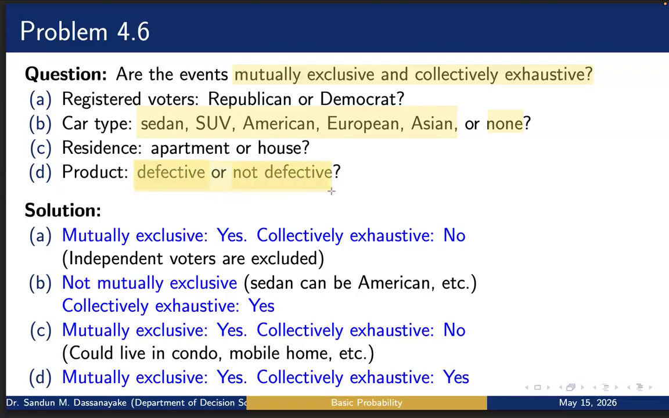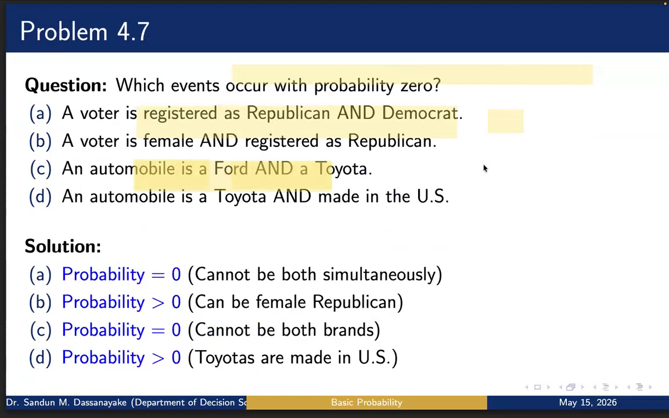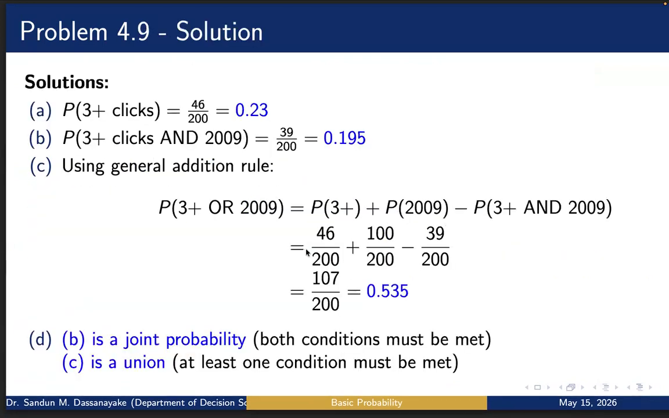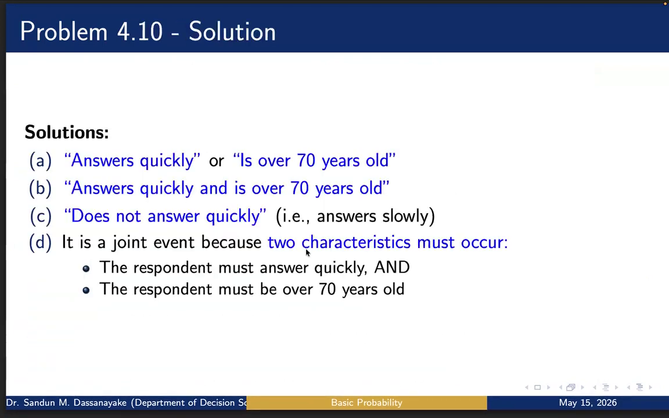When you combine them together, they are collectively exhaustive. They explain the entire thing as a single unit. The combination of defective and not defective is the product itself, right? So it's collectively exhaustive. So that's the idea. Now let's go forward. I will not dwell on these things. Let's go forward. Okay, so read about the questions and answers here.